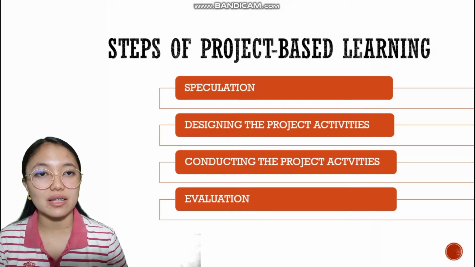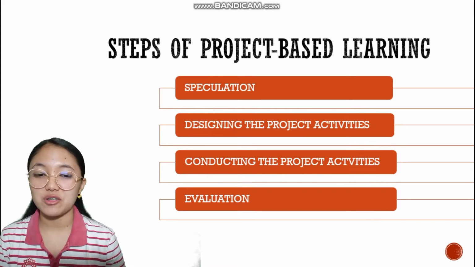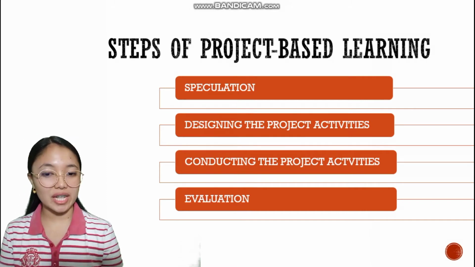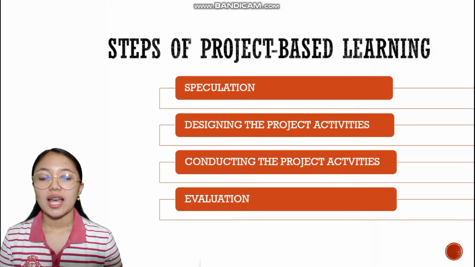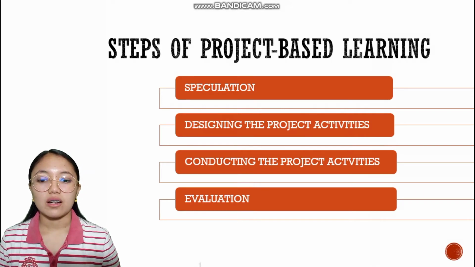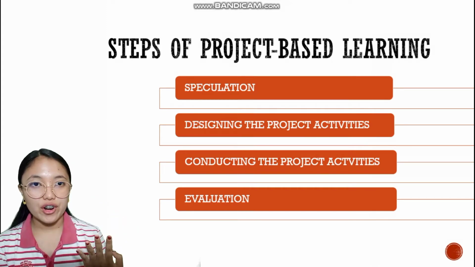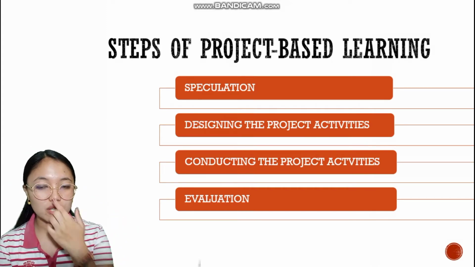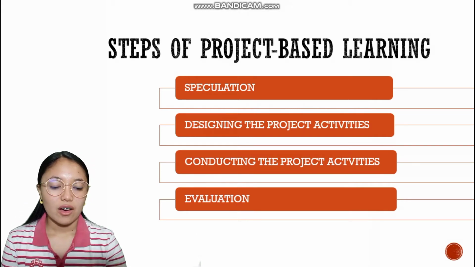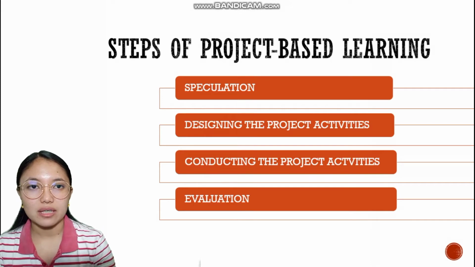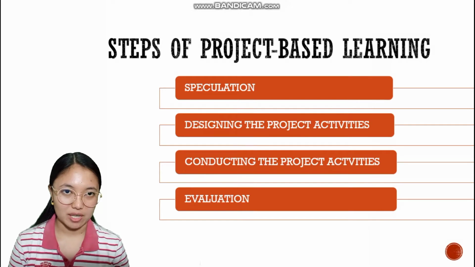The first step is speculation, designing the project activities, conducting the project activities, and the last one is evaluation. As you can see here, there are 4 steps of project-based learning. Okay, I will explain to you one by one.